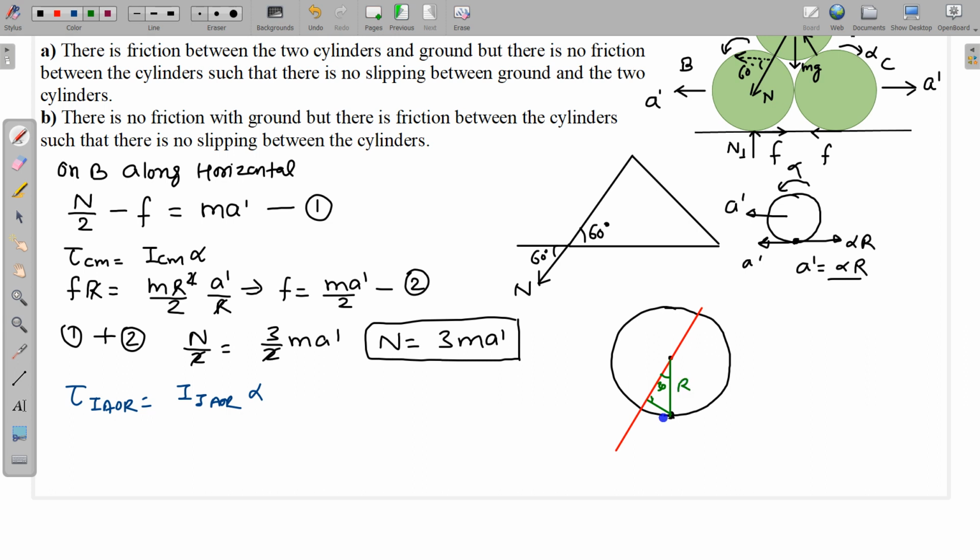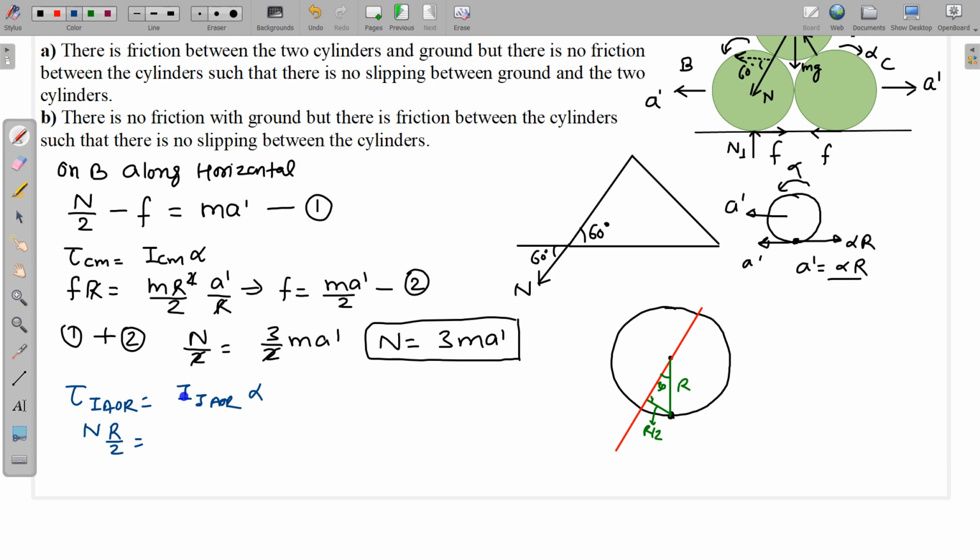This is equal to radius, and obviously then this is equal to r sine 30, and r sine 30 is r by 2. So torque of normal reaction will be N multiplied by r by 2. So this is the only torque about this point.